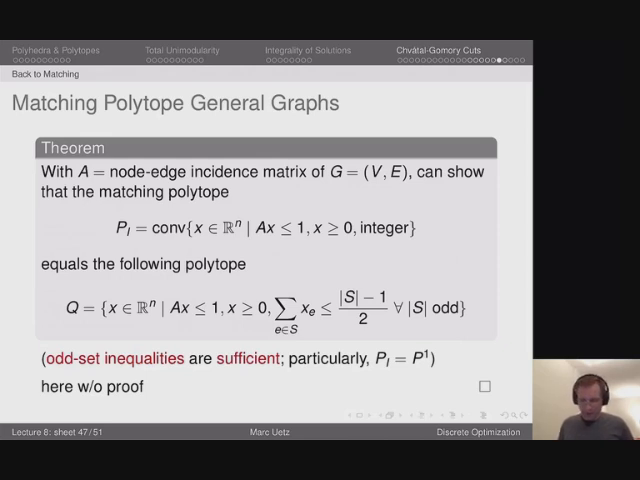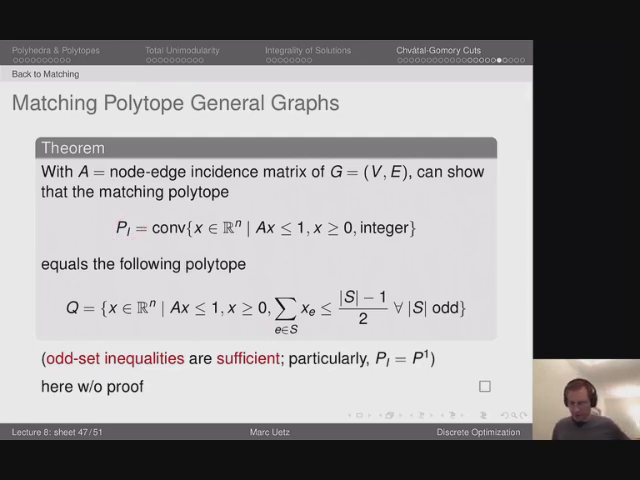And here comes the theorem. The actual matching polytope, the convex hull of all the actual matchings, equals the following polytope Q here. Here I just have the linear description that I had before, x is non-negative, and I have just added these odd set inequalities that we just derived. So that's just some of the Chvátal-Gomory cuts that I have added to the linear description. And the theorem says that these two polytopes are equal. So adding these very specific Chvátal-Gomory cuts is already sufficient for obtaining the convex hull of the integer points.